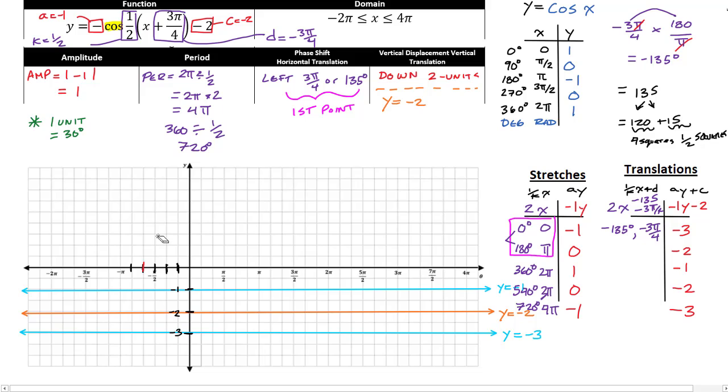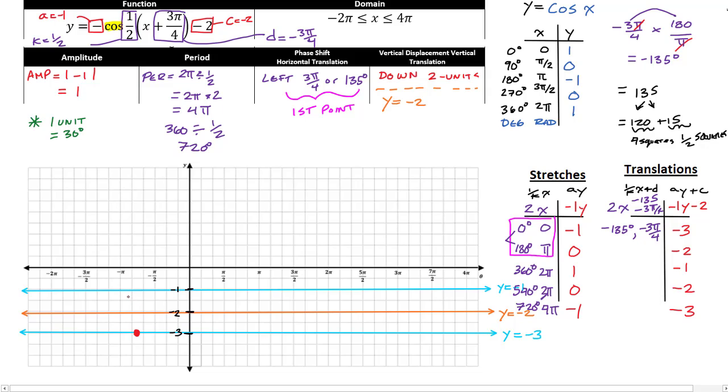So let's start graphing this thing. Let me just get rid of all this junk here. We are going to go negative 135 degrees, which is 30, 60, 90, 120, and a half brings us to 135, and we're going to start down here at negative 3. So we're right on the half. We're halfway in between, right there. Okay, so there's my first one.